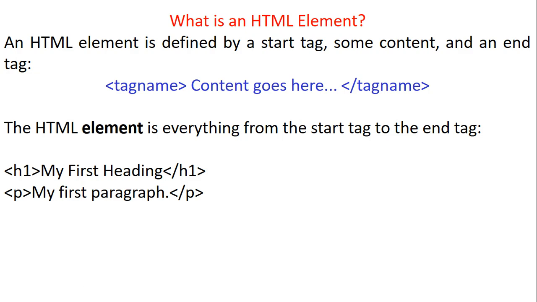So what is an HTML element? The basic syntax, a standard format of how an HTML tag is defined: any HTML tag with its tag name in the less than and greater than signs. After this you write your main content and then close that tag. So an HTML element is defined by a start tag, some content, and an end tag. An HTML element is everything from the start to the end. Examples are written here.